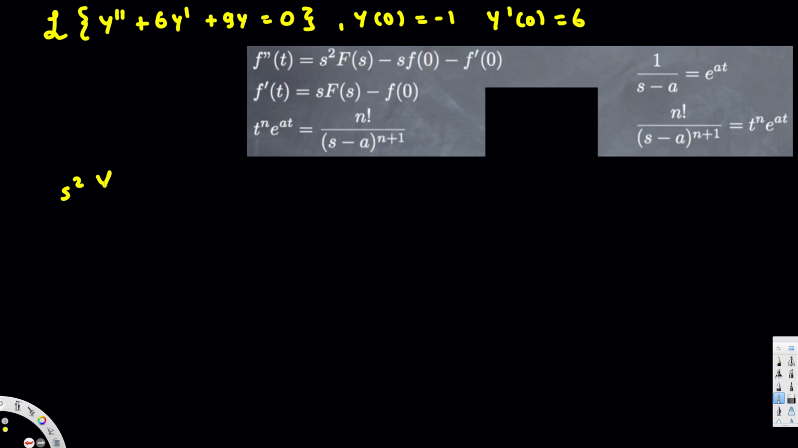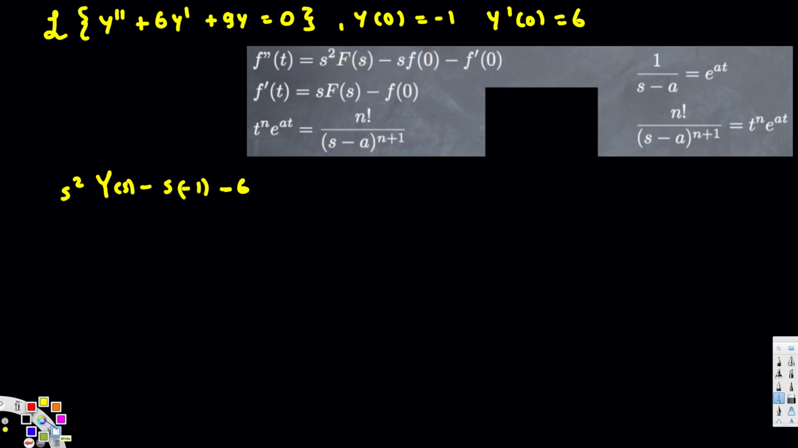So s squared capital Y of s minus s F of 0. F of 0 is, in our case, y of 0, which is provided, so we can directly write negative 1 right here. Then minus F prime of 0, which is y prime of 0 in our case, just 6, so we plug 6 right here. So this is for the first part, y double prime.